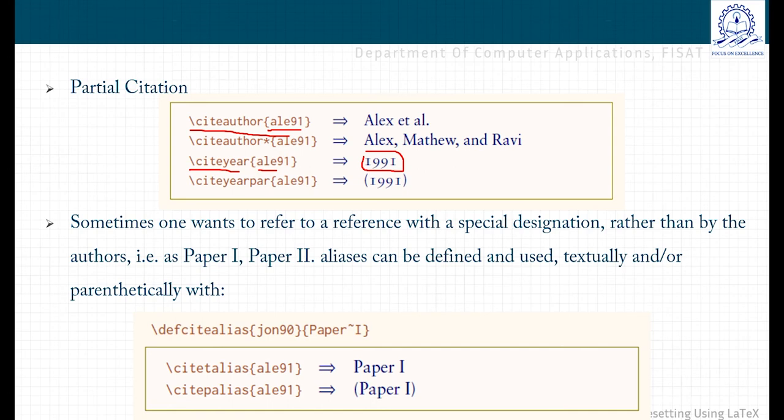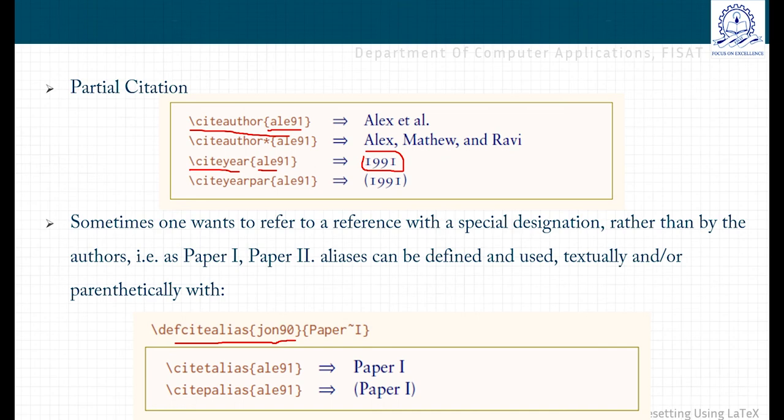Coming to citation aliasing. Sometimes one wants to refer to a reference with a special designation rather than by the authors, like paper 1, paper 2, etc. There comes the use of citation aliasing. Such citation aliasing can be used textually or using the command \defcitealias. So here we are defining the alias. For a particular bibitem, JON90, we are creating an alias as paper 1.